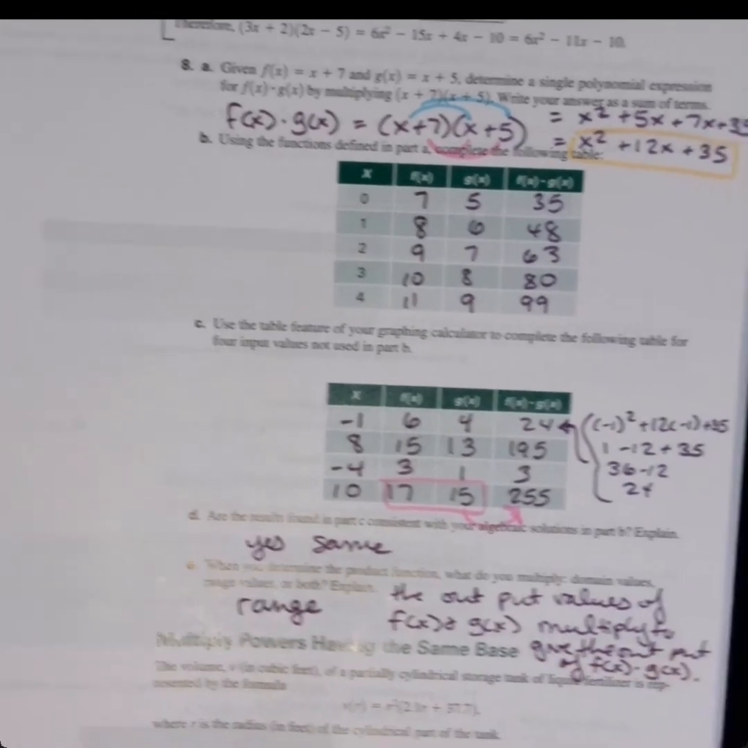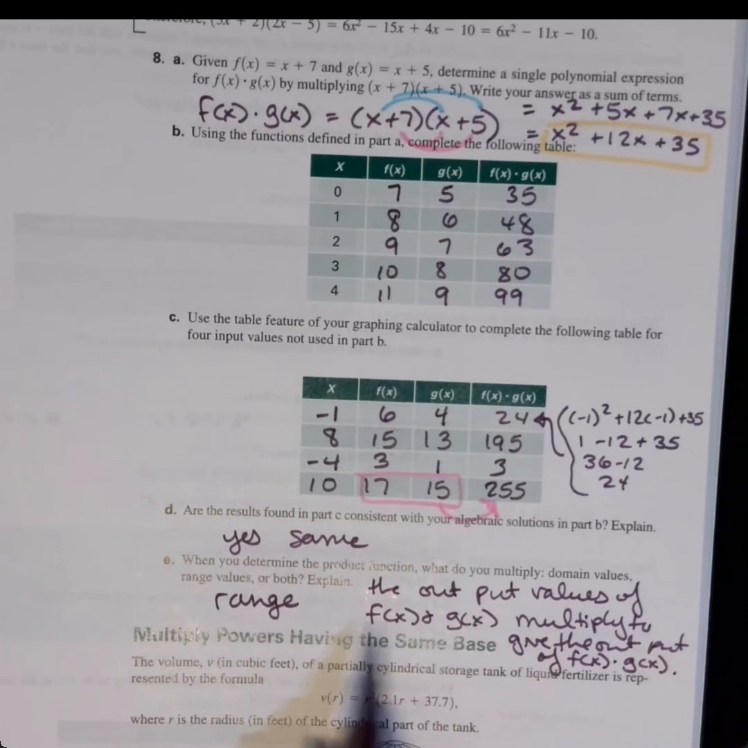So just going to read what I wrote: the output values f of x and g of x multiply to give the output of f times g of x.